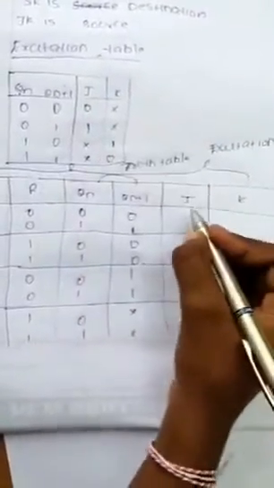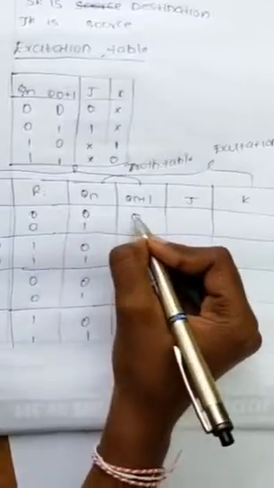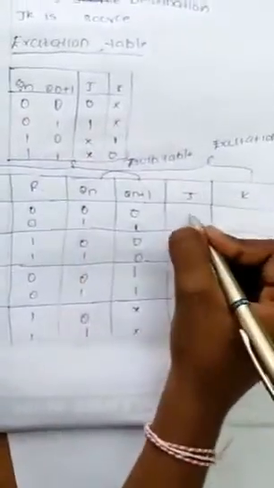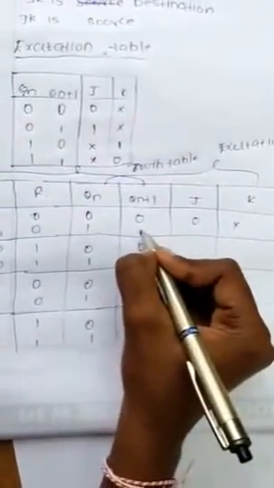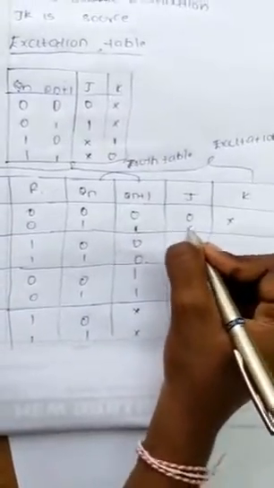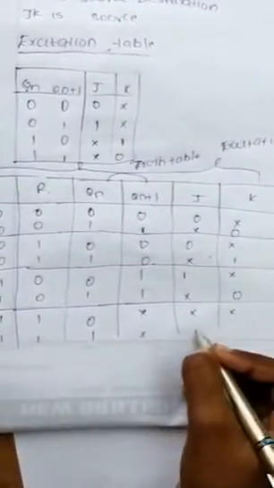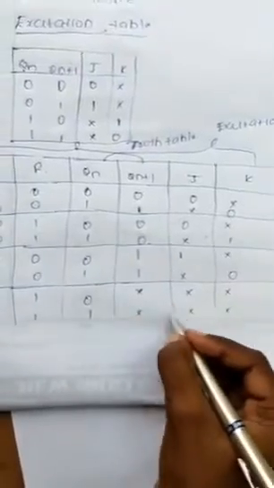So JK values means here you see Q of n and Q of n plus 1. 0 0 means 0 don't care, and 1 1 means don't care 0. I told now 1 1 means 0 and don't care. 0 0 means 0 don't care, and 1 0 means don't care and 1, 0 1 means 1 and don't care, 1 1 means don't care and 0. So here the don't cares are there, so we should take the JK values also as don't care. So our JK values and our table is completed.